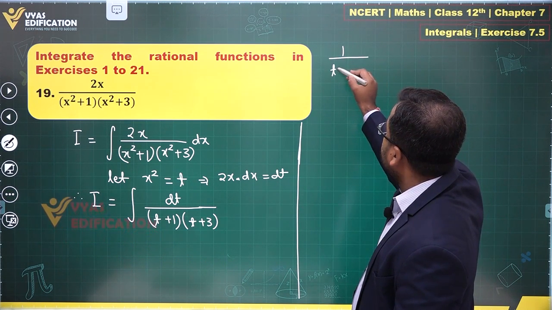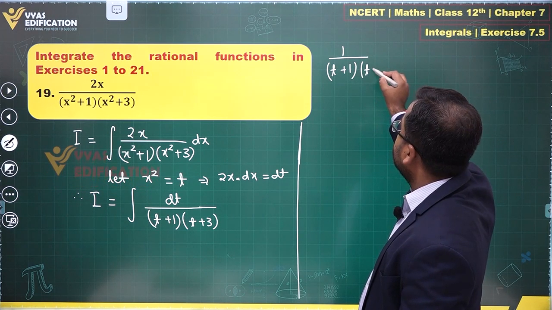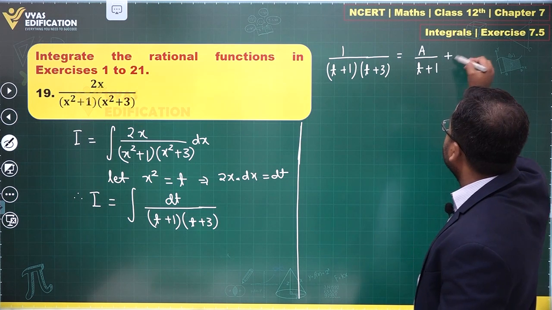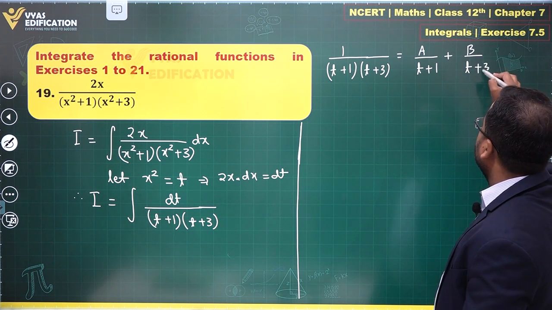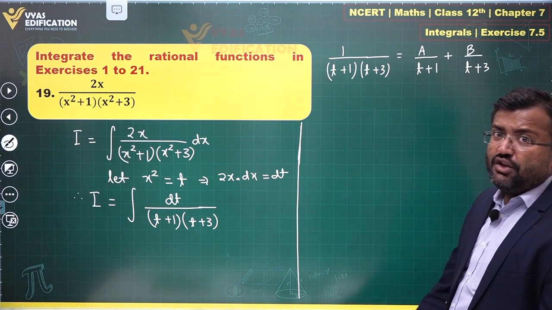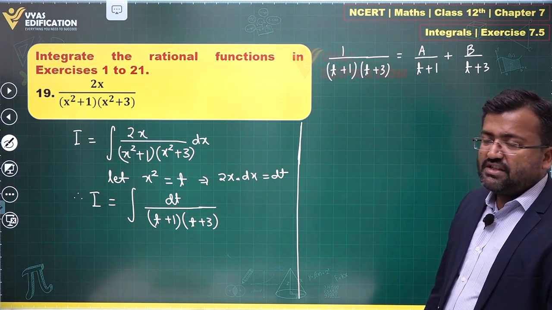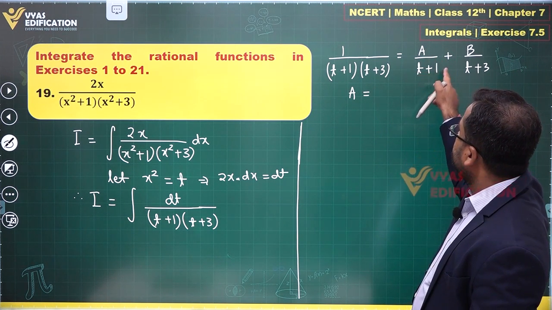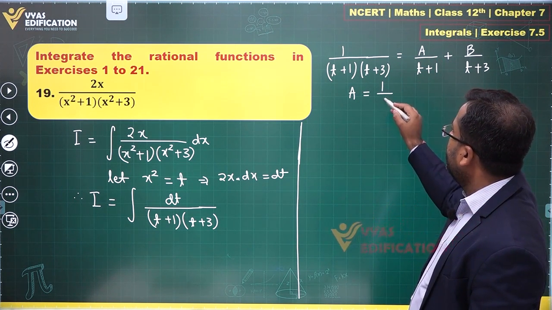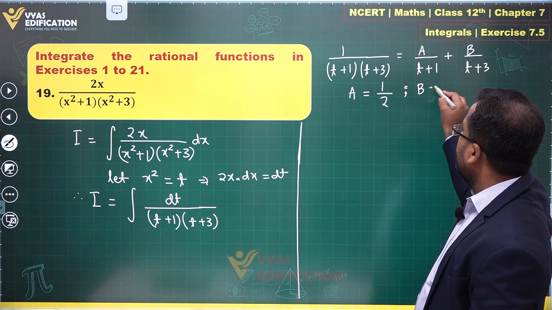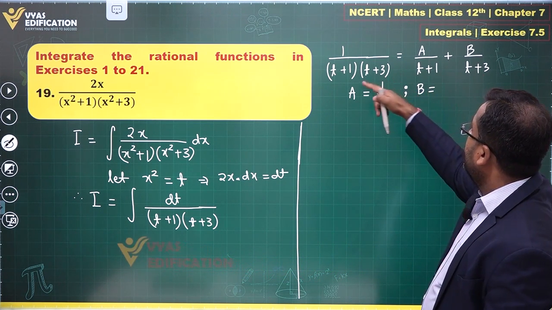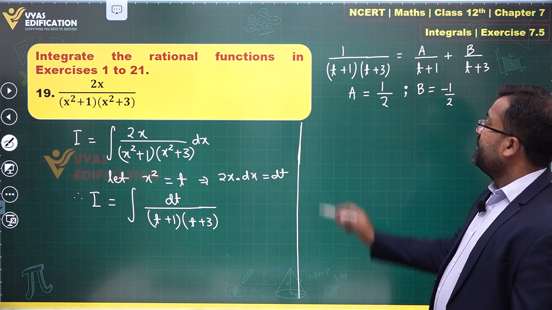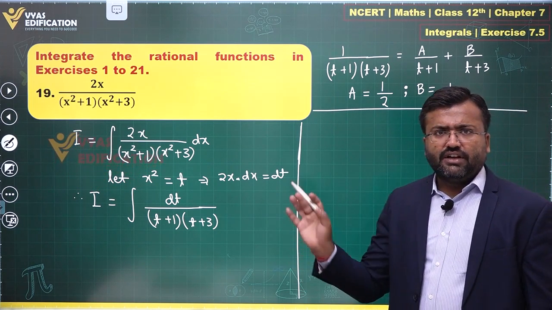1 upon t plus 1 times t plus 3 will be equal to a upon t plus 1 plus b upon t plus 3. And the values of a and b can be found by comparing the numerators, right? Coefficient of t and constant term. The value of a obtained will be equal to 1 upon 2. The value of b that we obtain will be equal to 1 upon minus 3 plus 1, or minus 1 upon 2. These would be the values of a and b, right? You can find those values easily.